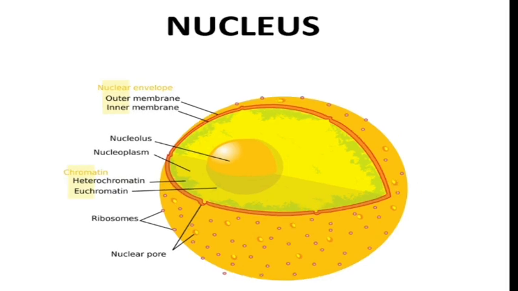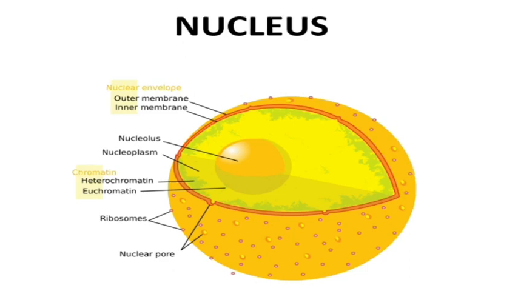The next one is the nuclear membrane. The nuclear membrane surrounds and protects the nucleus. It controls the movement of the material in and out of the nucleus. So it is called the gate of the nucleus.